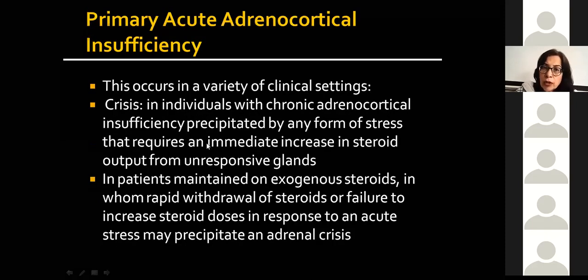Primary acute adrenocortical insufficiency occurs in a variety of settings. One, crisis, very important. A patient who has insufficiency, decreased adrenocortical hormones, is doing his work, whatever his things are. But what happens when the patient has any form of stress? The patient needs more steroids, but the glands are not working, so less steroid. Already the gland is producing less steroid, and the patient goes into stress and needs more of the steroids. Because he cannot get more of the steroids, he goes into a crisis. Okay?